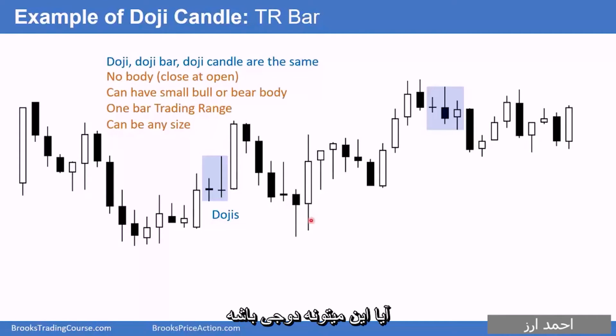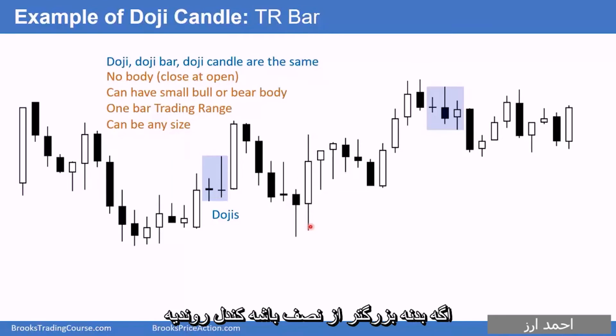Is this a doji bar? It has prominent tails, but it has a pretty big body. If the body is more than half the size of the bar, I usually call it a trend bar. So I would call that a bull trend bar with prominent tails.